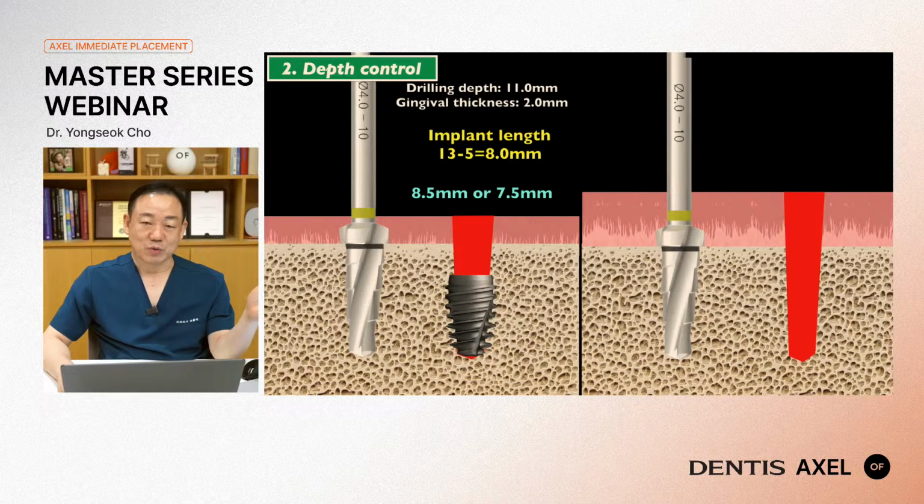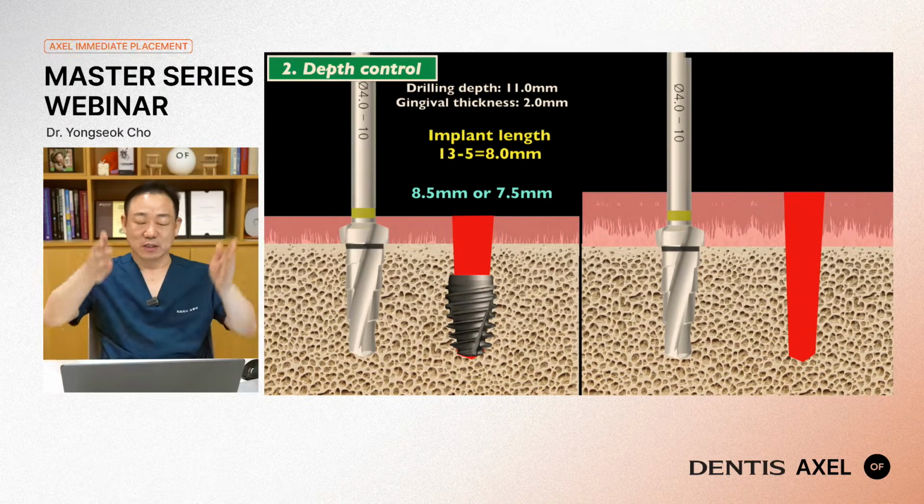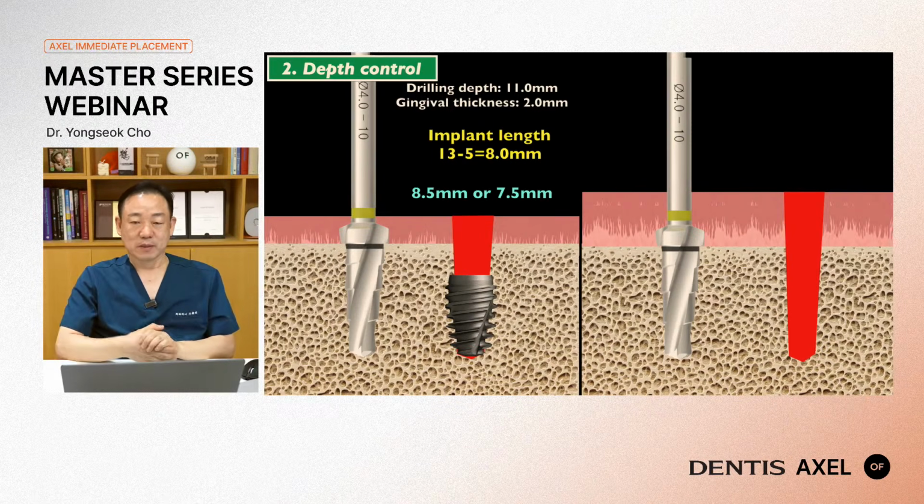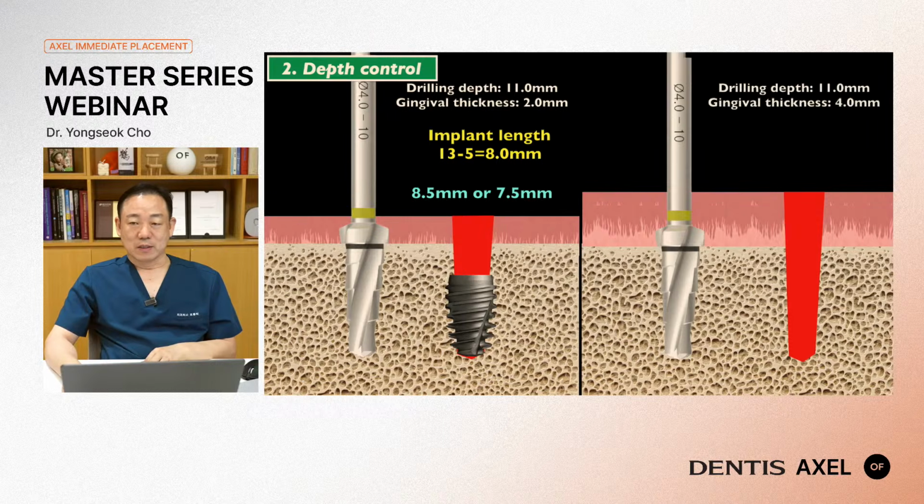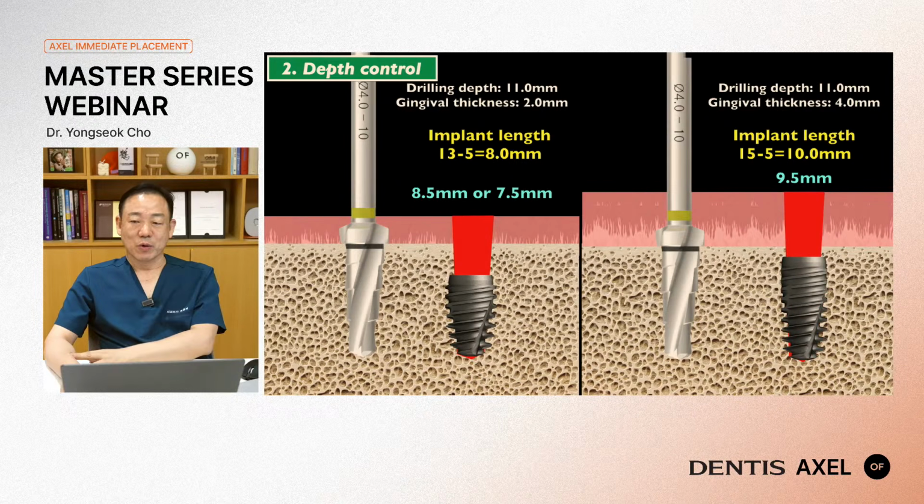In the left side, we measure the total height and select a short implant, 8.5 or 7.5 millimeter. Then the implant is at adequate depth. Look at the right side. When we prep the osteotomy with the same drill, drill depth is 11 millimeter. However, gingival thickness is 4 millimeter. Then, how deep is the hole from the gingival margin? It is 10 or 11.0 millimeter. That means we can place an implant of 9.5 millimeter.